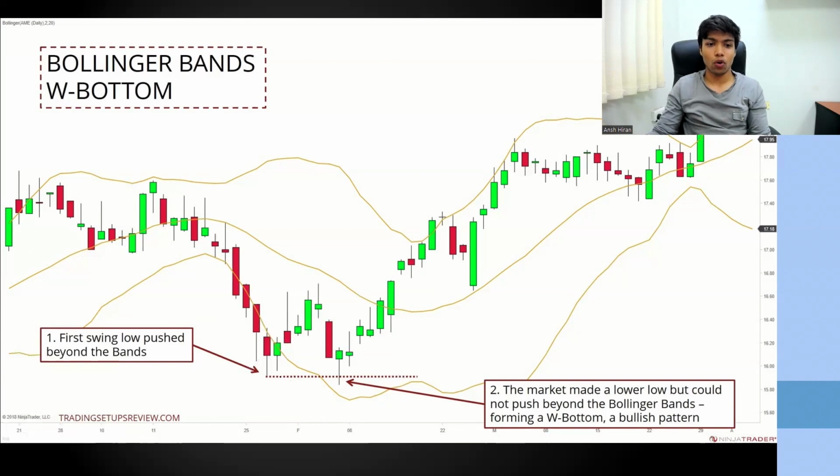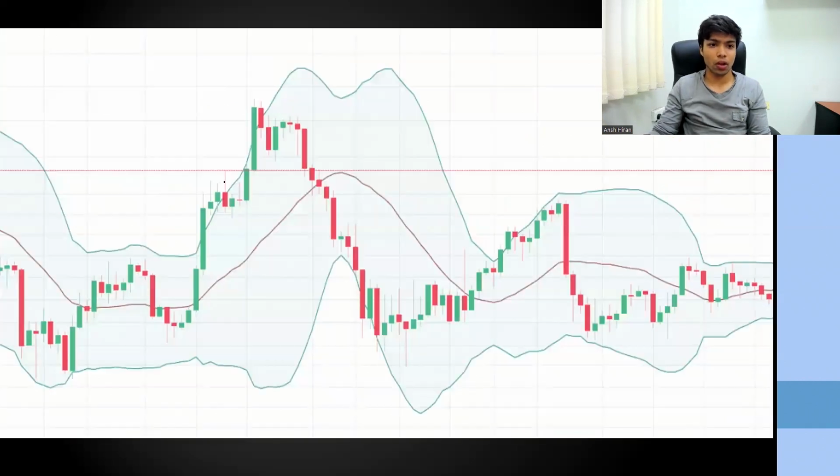Right? So this is called volatility divergence. Let's look at some more examples. Look at this. Double top, first top outside Bollinger Band, second top inside Bollinger Band, neckline broken, and the market goes down. Volatility divergence.